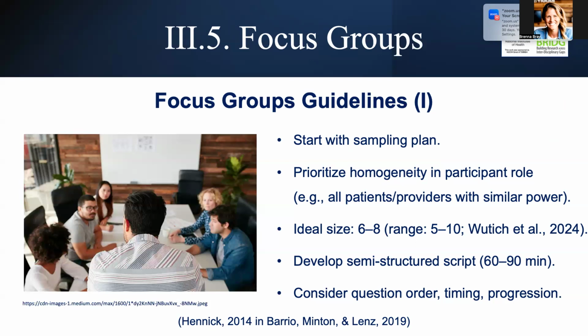Wooditch offers some guidance on sample sizes for focus groups. They suggest that in order to attain thematic saturation, to really saturate all the data and identify all the themes that are present, we want to have focus groups that are ideally between 6 and 8 participants. And the ideal range would be 5 to 10 participants per focus group.